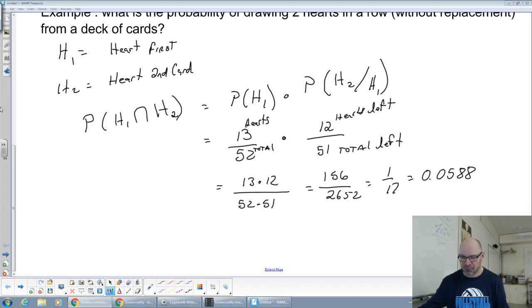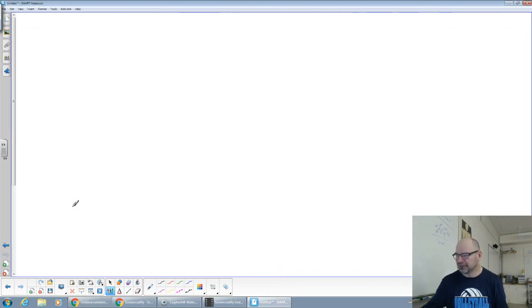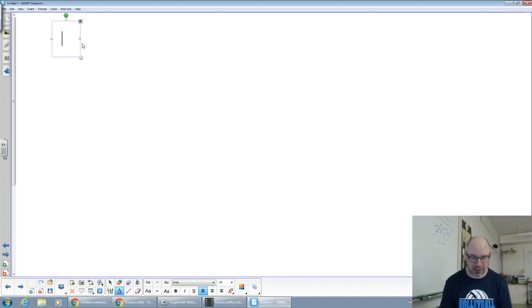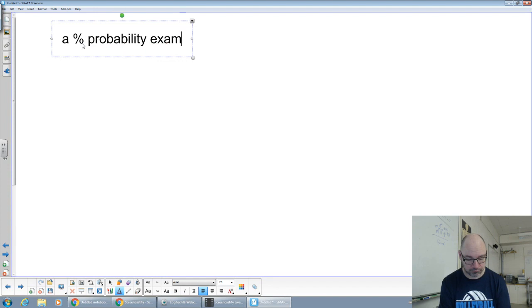So let me bring that up on my other screen here. Okay, so let's do a percentage example. This example that we're going to do now is going to be conditional probability, using that same formula, but we're going to be looking at a percentage probability example. Okay, so you might not have to figure out the probability with the formula, you just might be given it.